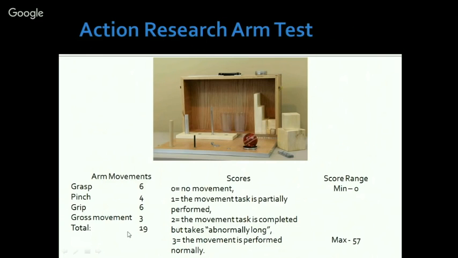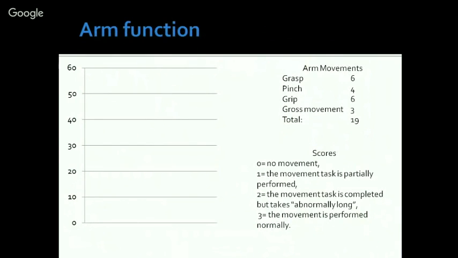So the cumulative score of the Action Research Arm Test can vary from 0, which is 19 into 0, or the patient can score 19 into 3, which is 57. So the scoring on the Action Research Arm Test moves from 0 to 57. And I hope you understand what the score means, right? Now, the outcome on the Action Research Arm Test has been something like this.